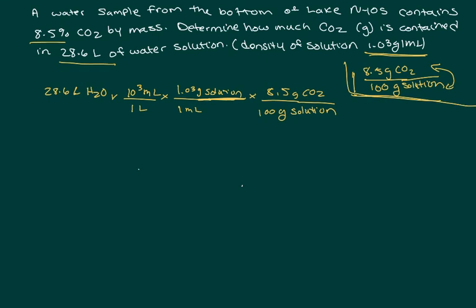Okay? So that's exactly what I'm looking for. I'm looking for how much carbon dioxide in grams. So I'm done. I don't have to take this any further. You see how my liters cancel, my mLs cancel, my grams of solution cancel, and I'm left with grams of carbon dioxide. When I plug this in, I get 2.5 times 10 to the third grams of carbon dioxide in solution.